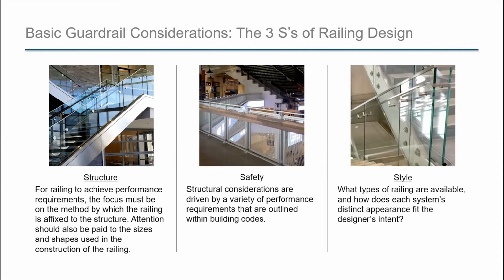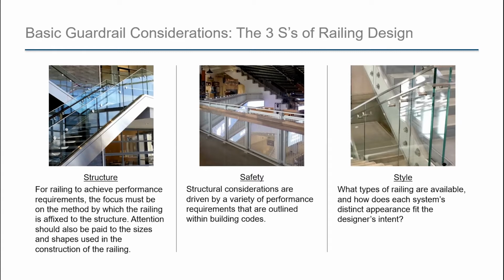When you think about guardrails and how they function in a building, there are basic considerations, or what we like to call the 3 S's of railing design: structure, safety, and style. Our examination of these 3 key factors will give you the tools and understanding on how the structure and safety impact the final style and design.